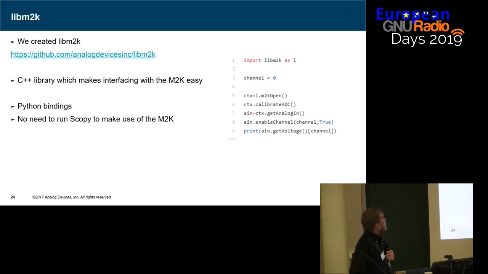Like I said in the previous slide, a downside of the Scopy scripting environment is that you need Scopy to run. We created libm2k, which is a C++ library which makes interfacing with the M2K easier. You don't have to run Scopy. It's just a C++ library. You write your program, you link against it, and you don't need anything else to interface with the M2K. We also created Python bindings for it, and there's a small example there on how to read the analog voltage from the ADC. As you can see, it's just like 6 lines of code. It's super easy.